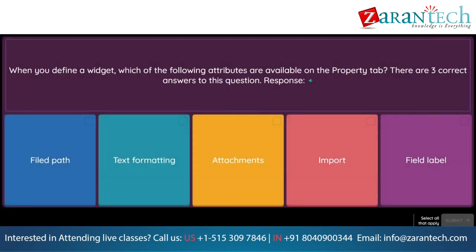Question: When you define a widget, which of the following attributes are available on the property tab? There are three correct answers to this question. Response. Option 1 field path. Option 2 text formatting. Option 3 attachments. Option 4 import. Option 5 field label.